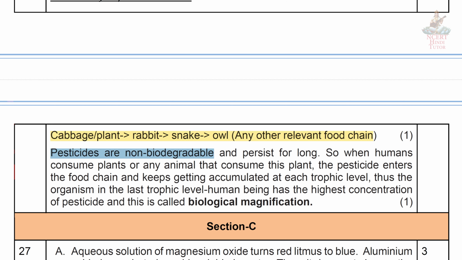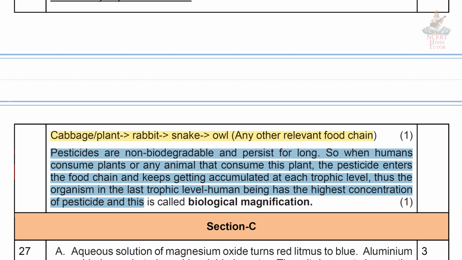Pesticides are non-biodegradable and persist for long. So, when humans consume plants or any animal that consumes this plant, the pesticide enters the food chain and keeps getting accumulated at each trophic level. Thus, the organism in the last trophic level, the human being, has the highest concentration of pesticide, and this is called biological magnification.